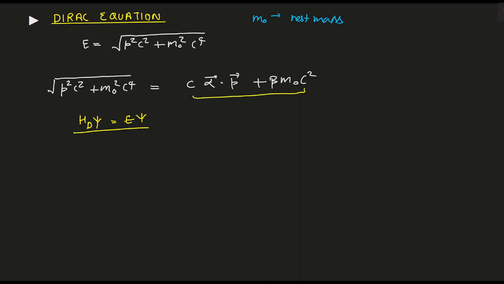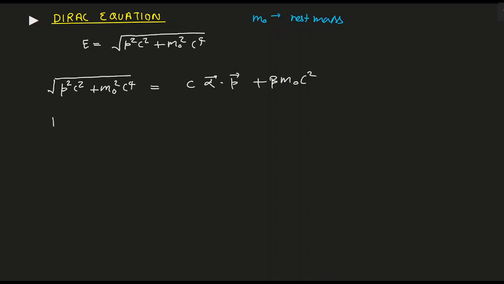But we have assumed this form, and we do not know anything about alpha and beta right now. So that's the discussion of today: what about alpha and beta? We will try to derive the nature of alpha and beta. For that, we need to do something. First, let me square both the sides. Let's see what we have.